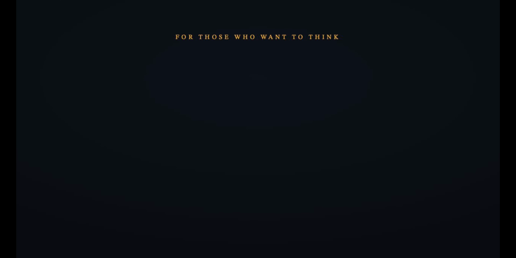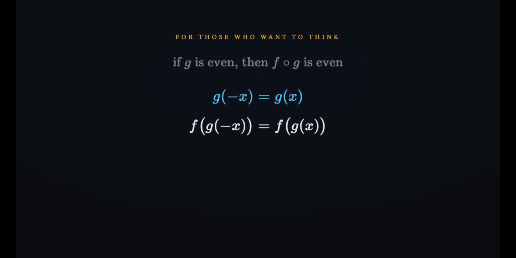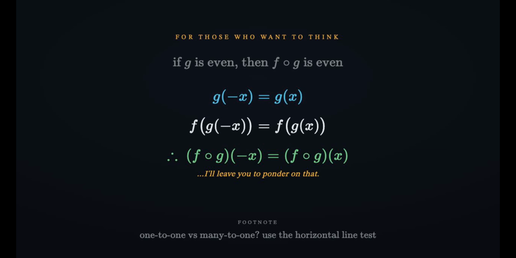For those who really want to think, a composite function is always even if the inner function is even. I'll leave you to ponder on that. For 2017 students, if you want to determine if a combined function is 1-to-1 or many-to-1, use the horizontal line test.